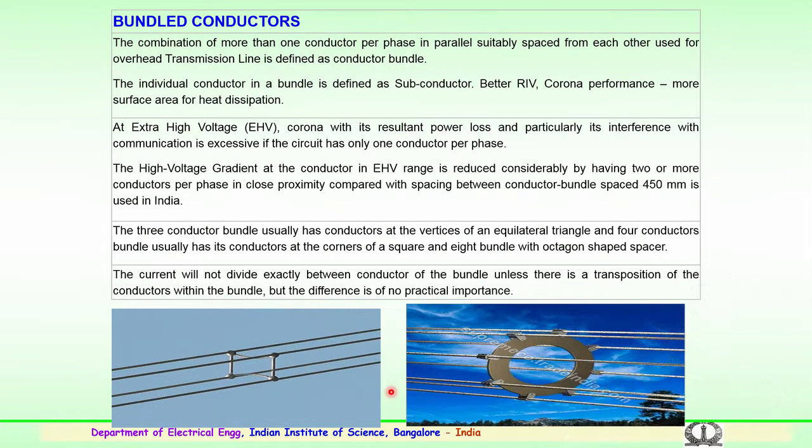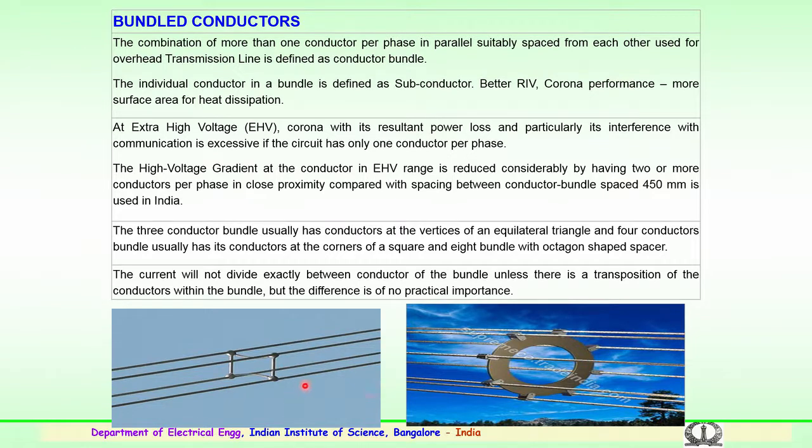So, there is a bundle conductor. What is a bundle conductor? Basically, bundling of conductors is a combination of more than one conductor per phase. We have initially discussed twin conductors, quadruple conductors, or 8 conductors. So, this is the combination of more than one conductor per phase.